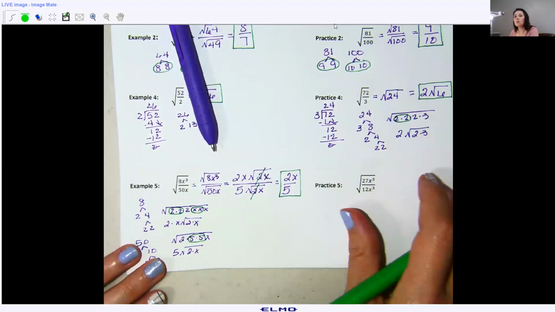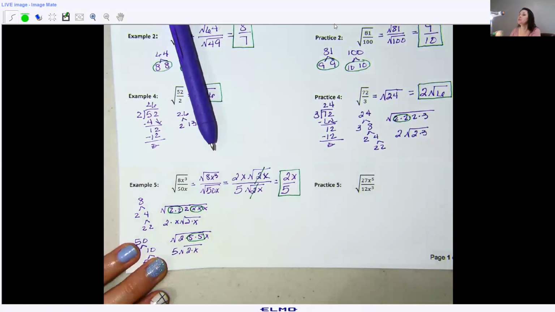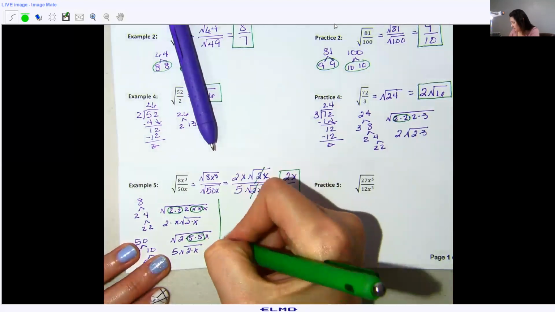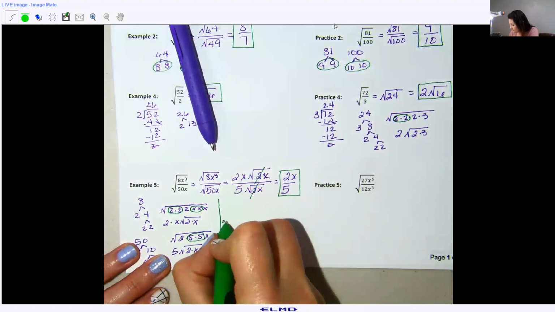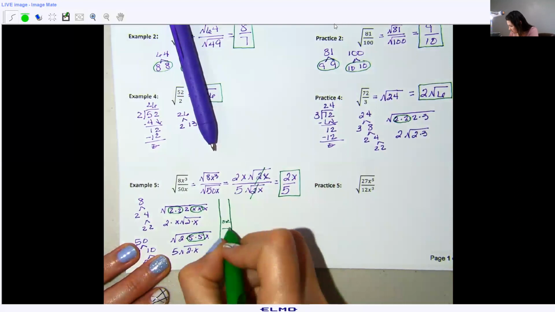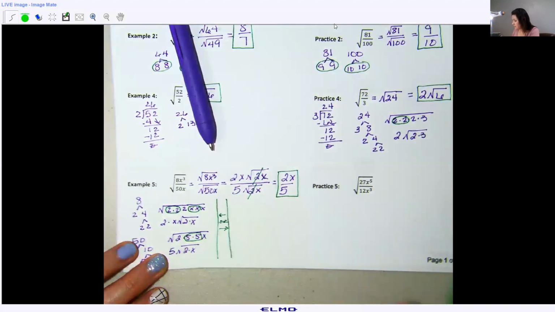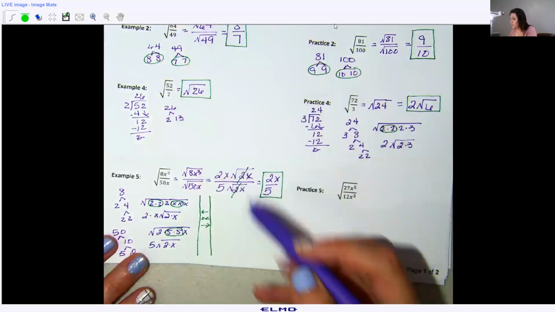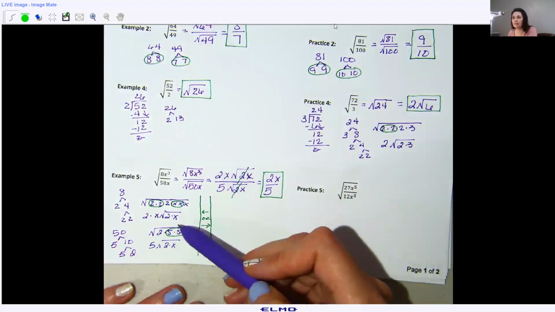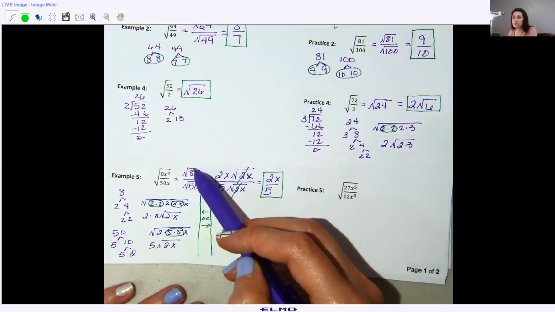Okay, that was way number 1. I'm going to show you another way to do this. And what we're going to do instead of factoring first and then simplifying is that we're going to simplify first.